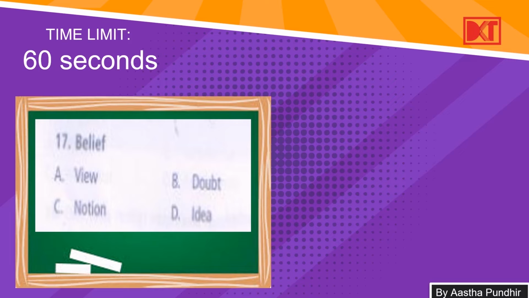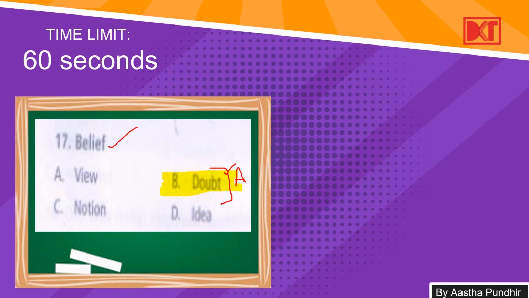Alright, so here the next word is believe, and the options are A view, B doubt, C notion, D idea. Here the correct antonym, the opposite word, is doubt. Now believe refers to something that you believe in, that you have faith in. Alright, and doubt is something that you don't trust or you are not sure about it. That is doubt. So this becomes the antonym.